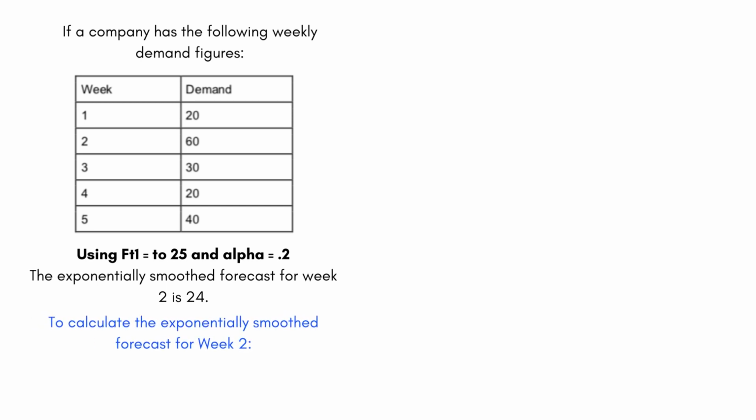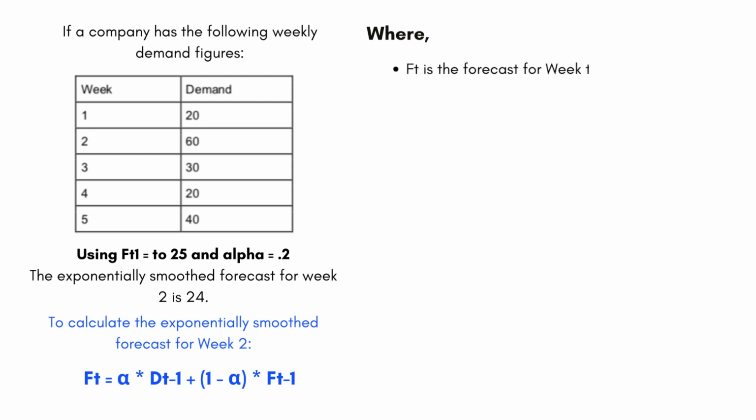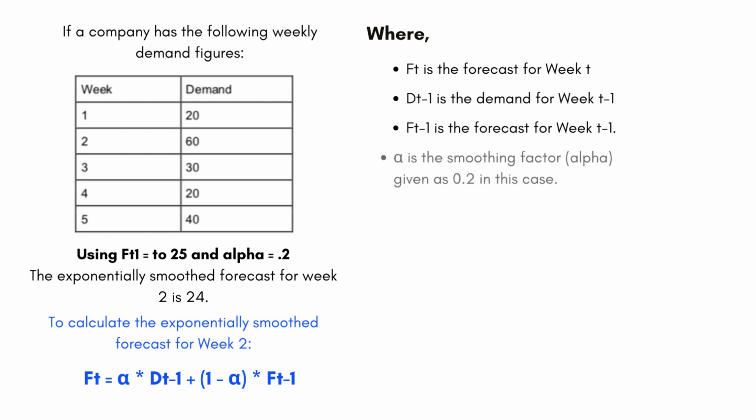To calculate the exponentially smooth forecast for week 2 using the given data, the formula is as follows. Ft equals alpha times Dt-1 plus (1 minus alpha) times Ft-1, where Ft is the forecast for week t, Dt-1 is the demand for week t-1, Ft-1 is the forecast for week t-1, alpha is the smoothing factor, and is given as 0.2 in this case.